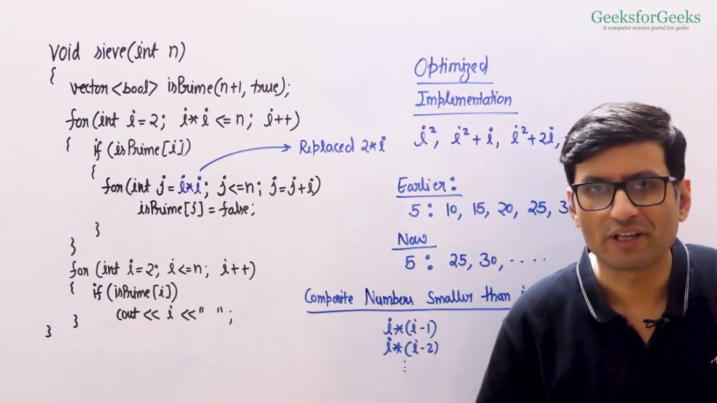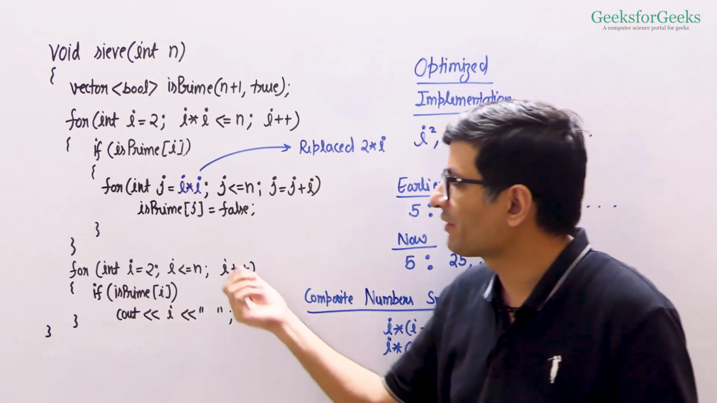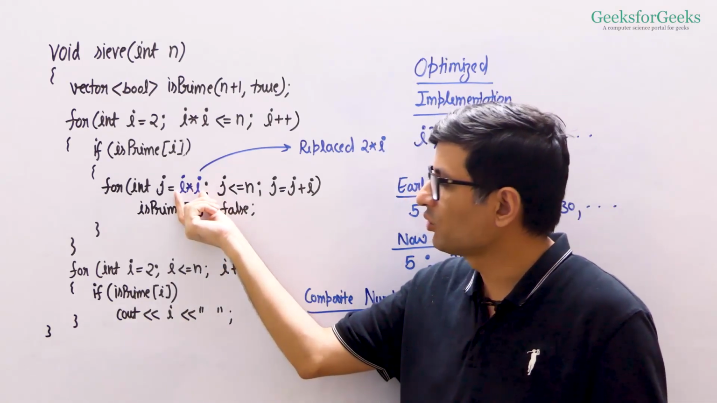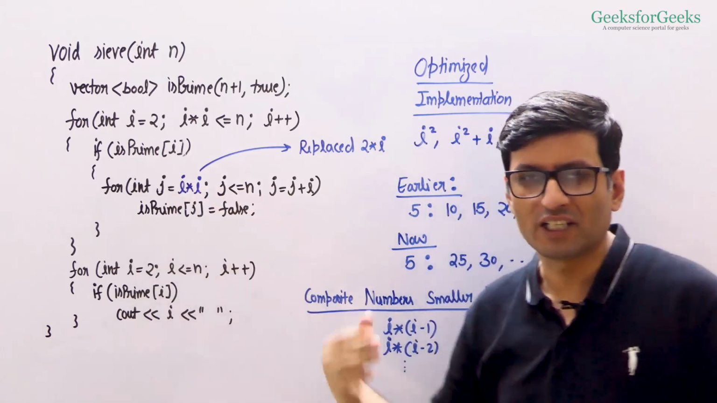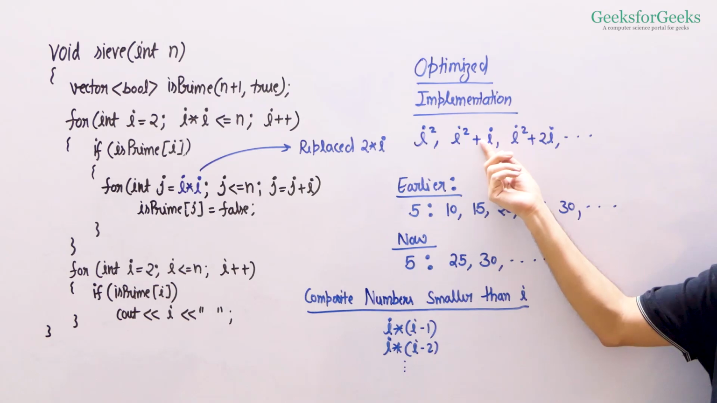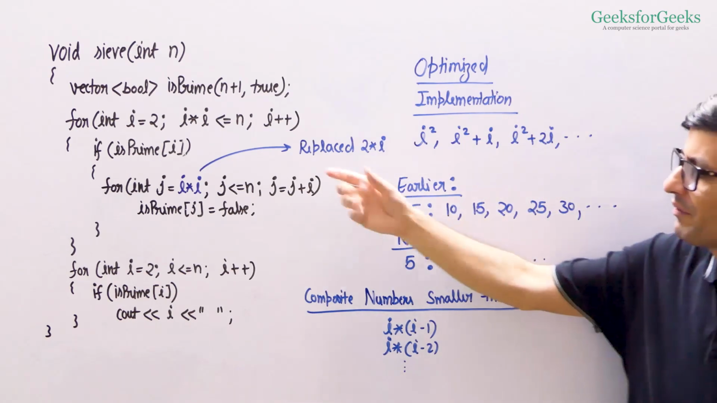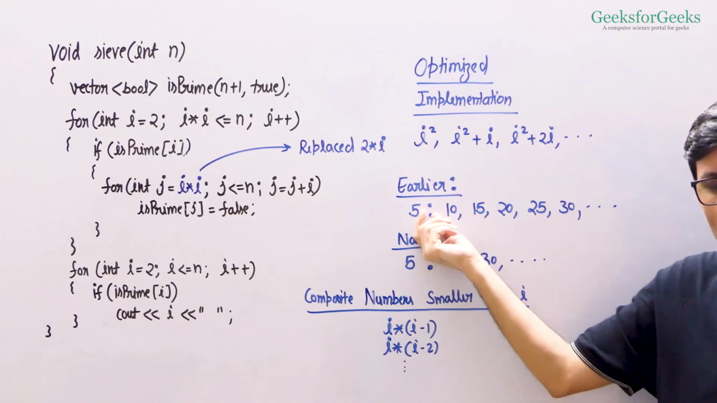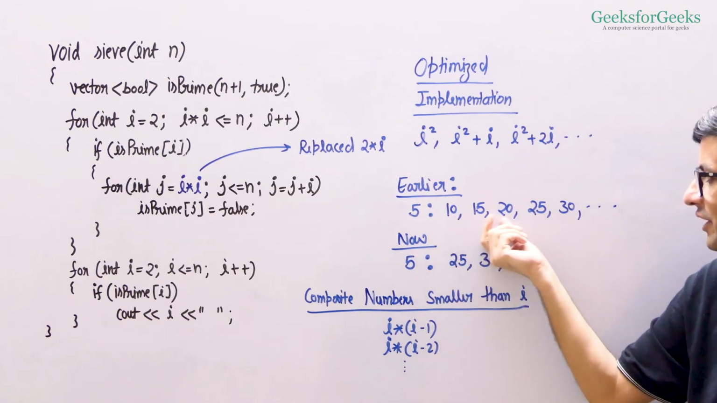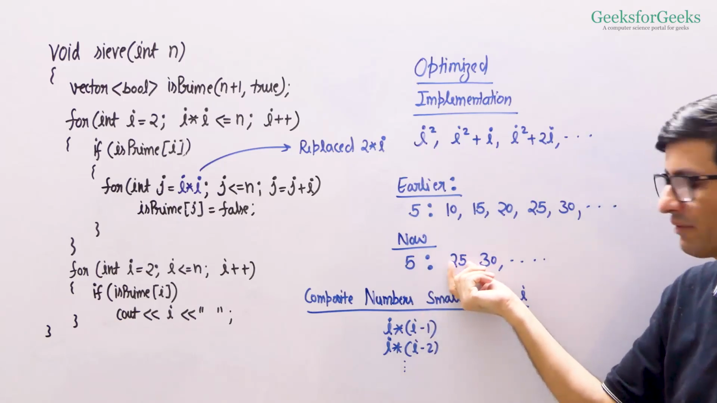Let's now talk about an optimization over the earlier implementation. The optimization that we've done here is we have replaced 2i with i square. Let's see how this works. We are going to run a loop from i square to i square plus i to i square plus 2i and so on. Earlier, when we had 2i for i equal to 5, we were running a loop for 10, 15, 20, 25, 30. We were beginning with 2i. Now we are beginning with 25.